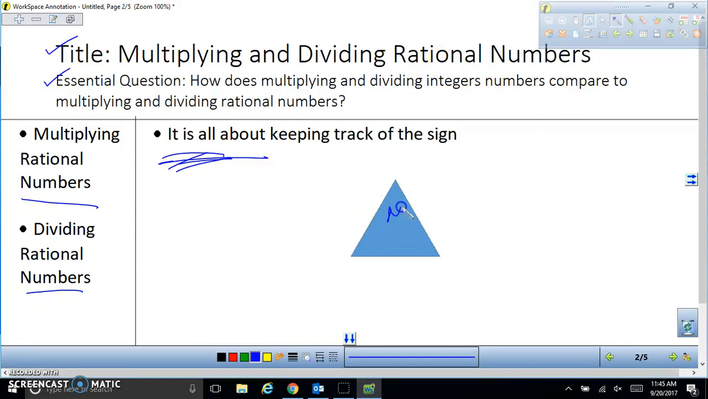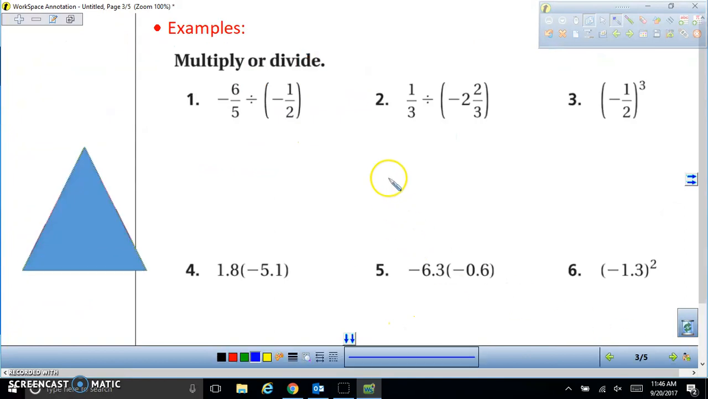This is my triangle for multiplication and division. Sometimes I refer to it as my plus, minus triangle. And this will help you keep track of the sign, because that's what I'm super looking for. You're not going to be meeting those standards until you're keeping track of the sign. All right, let's go ahead and get started with some examples.